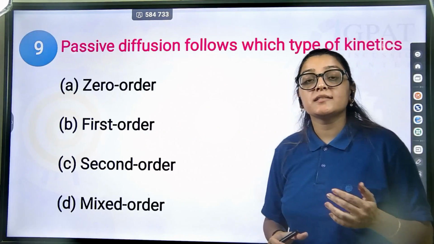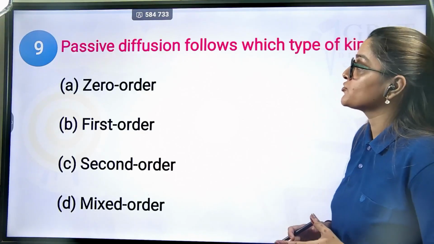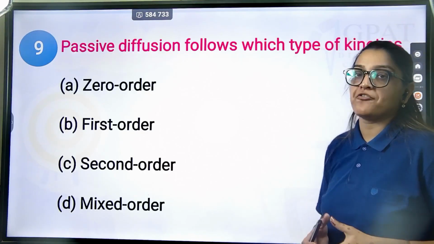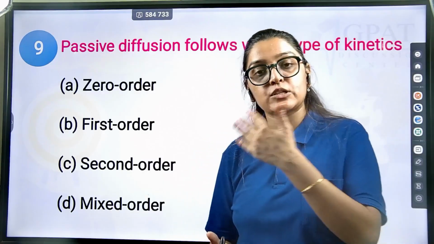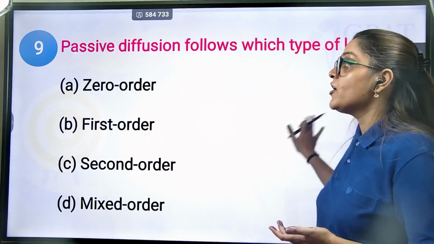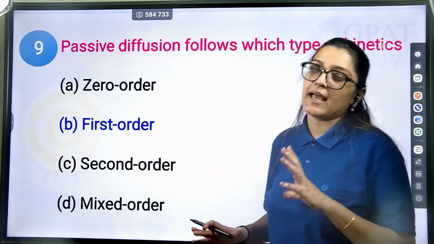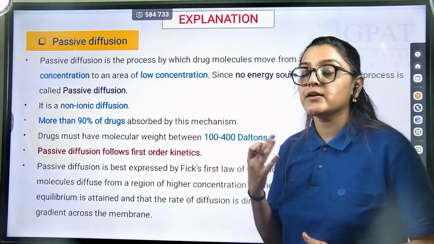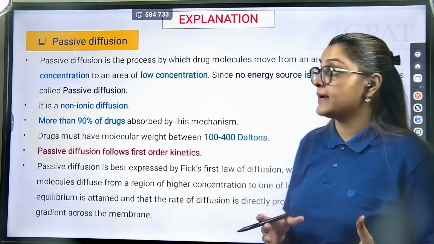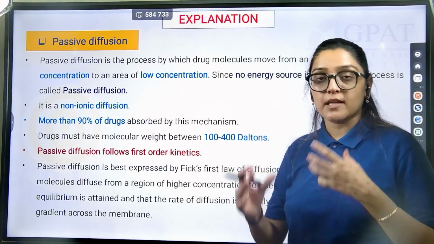Next. Passive diffusion. Passive diffusion follows which type of kinetics? We have seen passive diffusion before this. Also, the same question was asked. It follows the first order kinetics. I hope you all are able to answer the questions. The explanation is repeated. The questions are from the repetitive content. Just for your sake, let's revise it quickly.